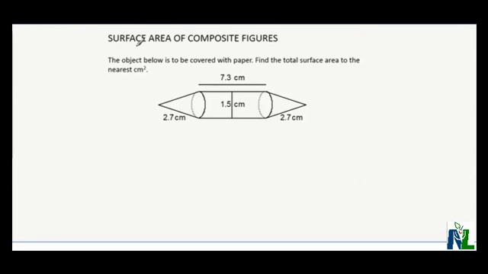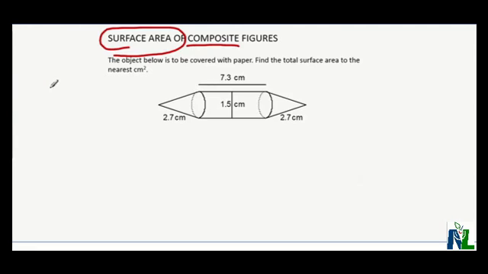Okay, so in this video we're going to be dealing with the surface area of composite figures. Composite figures are just two or more figures combined together, and we're trying to find the surface area. In this one we have two cones on either end of a cylinder, and it says that you want to cover it with paper. So find the total surface area to the nearest centimeter squared.